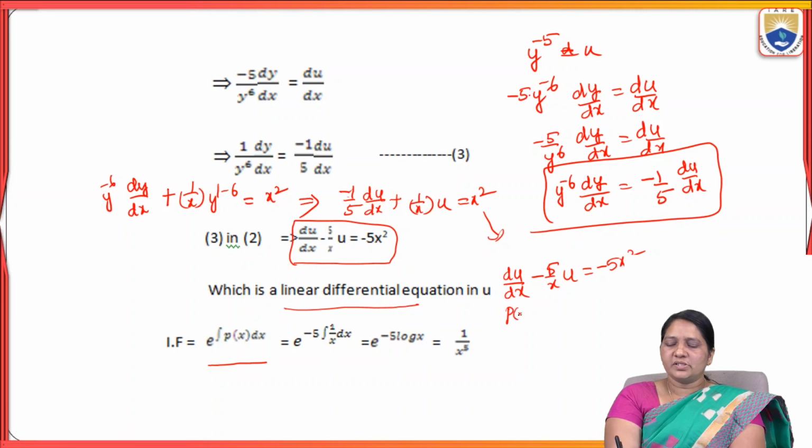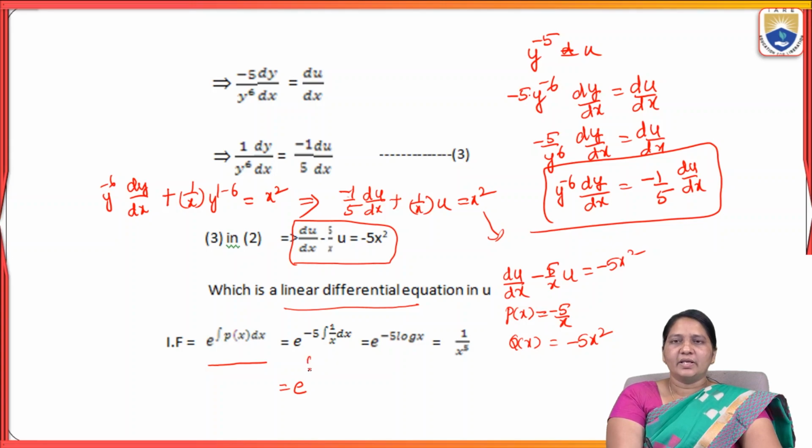So first of all, what is the p of x from this equation? That is minus 5 by x. What is the q of x here? Q of x equal to minus 5x square. So now I am going to replace that value. So e power integral, what is the p of x value? Minus 5 by x into dx.